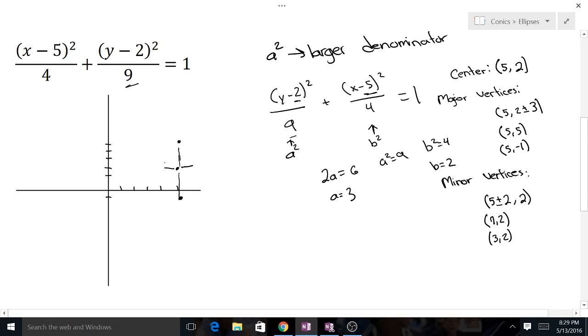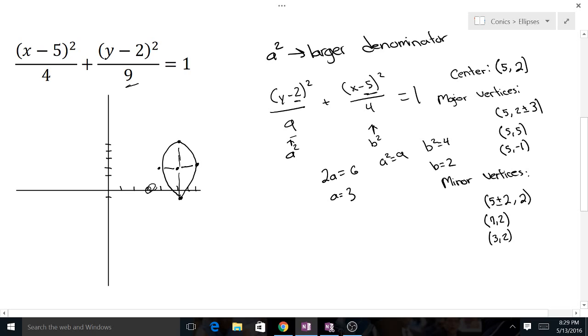So (3, 2) gets us, I did not do a good job of writing out my points, we'll put it here. Just forget about that. And then (7, 2), we'll put it right here. So then we've got our little oval-shaped ellipse. Did not really connect that dot, but that's fine.